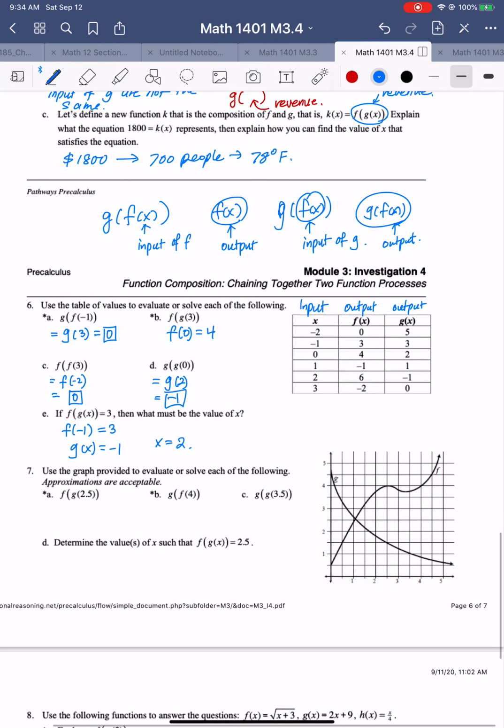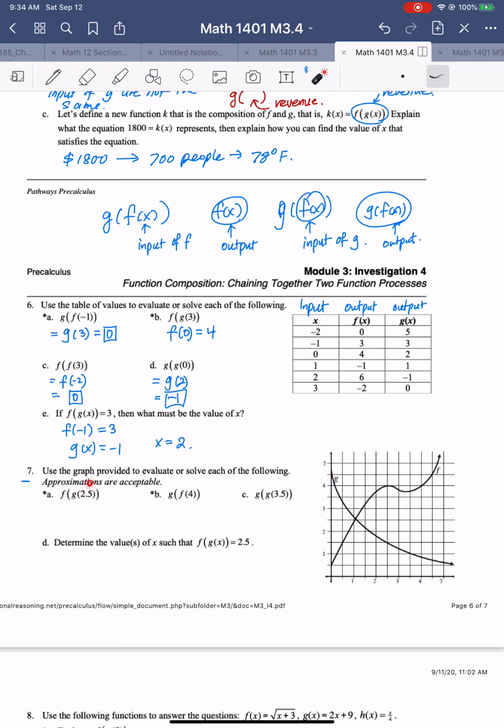And then you can do the same thing as number 7 too. Same idea: 2.5 is the input for the g function. The g function graph is right here, so 2.5 goes here to give you 1.5. So this becomes f of 1.5. Then 1.5 is the input again, which is right here, and then use the f function. The f function is right here, so I want to say 3.2. So this answer is 3.2.